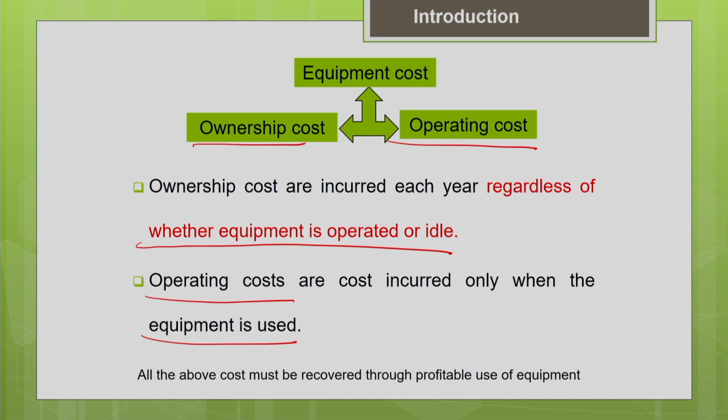One thing we should always keep in mind is that all the above costs must be recovered through profitable use of equipment. That means we have invested a huge amount in the equipment, with different components of ownership cost and different forms of operating cost. So, the equipment should be used productively at the project site and should be able to recover all the costs associated with it and generate profit for us. That is what they commonly say: equipment must pay for itself. That means it should work productively, recover all the cost invested and generate profit for us.